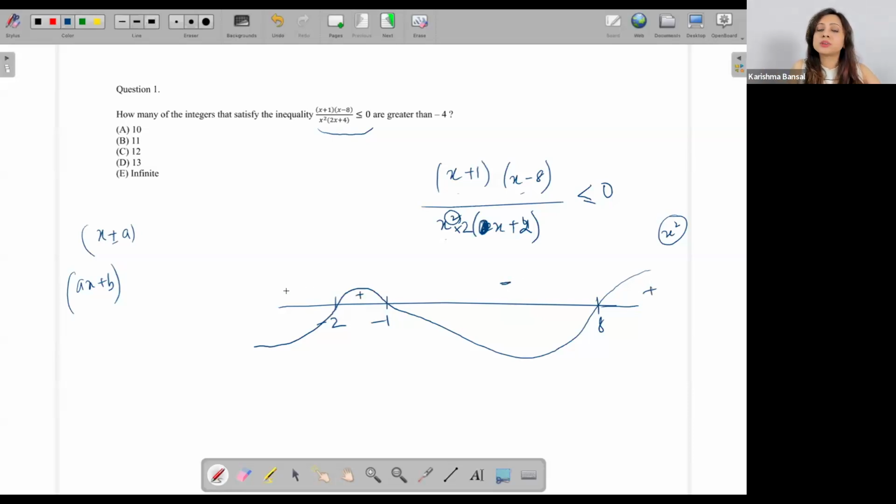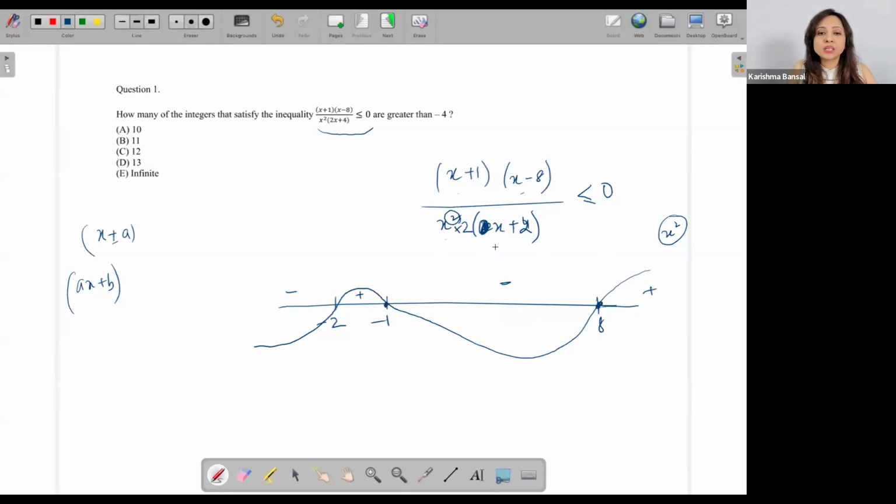Here it is going to be positive, and here it's going to be negative. All right, equal to is also possible. So then I know my x can be 8. So great, I have this point. I know my x can be -1, equal to is possible. All right, then I have this point.